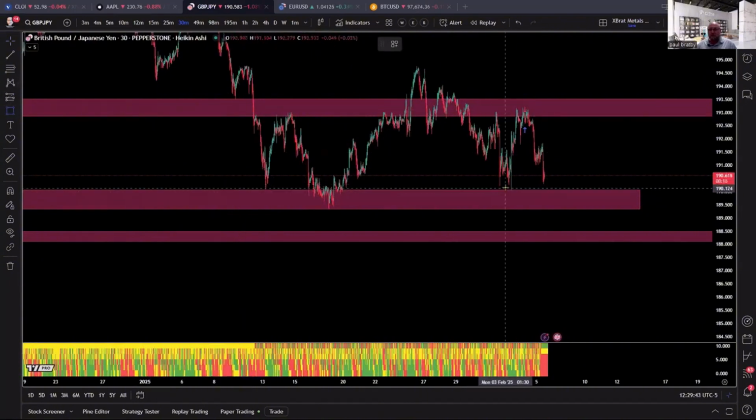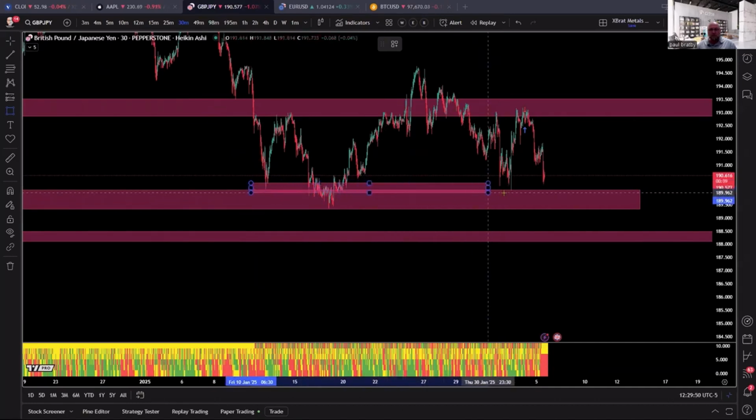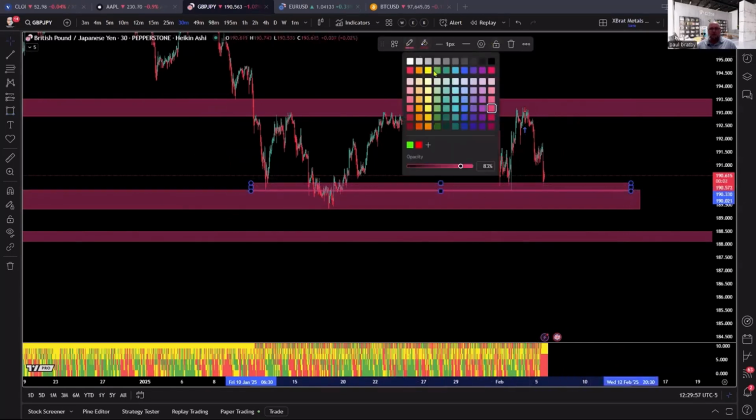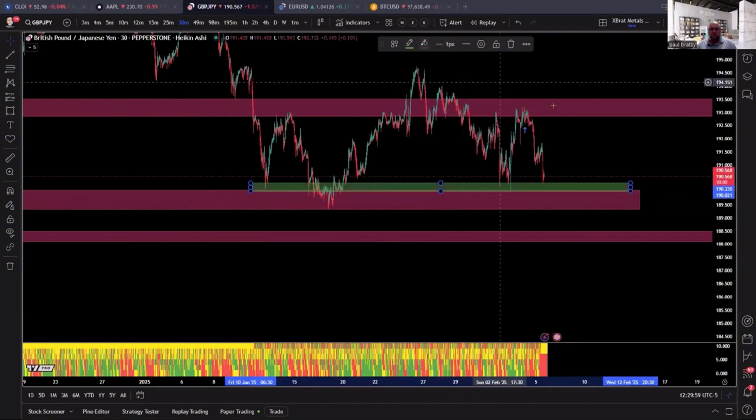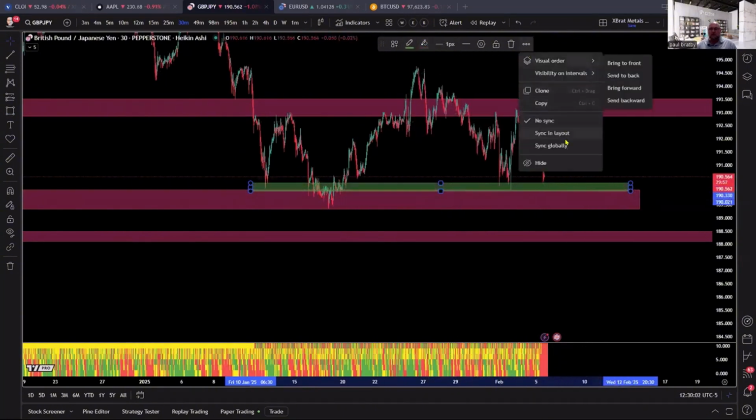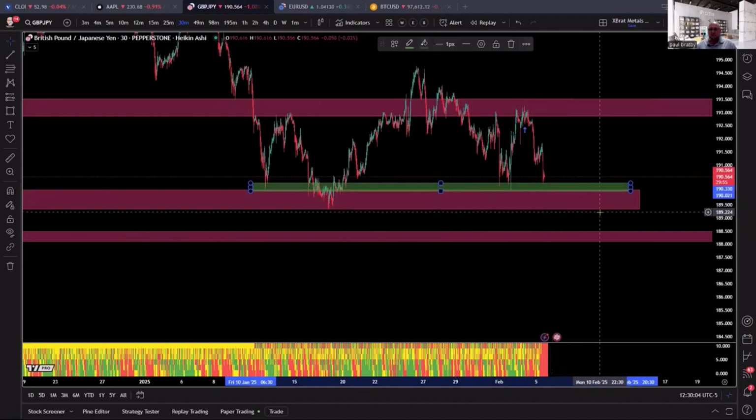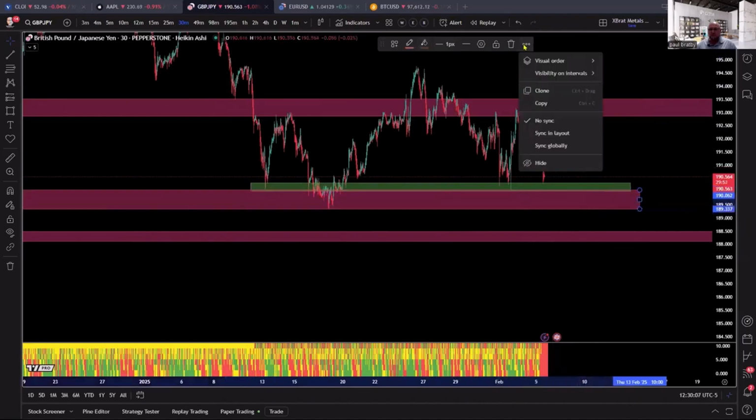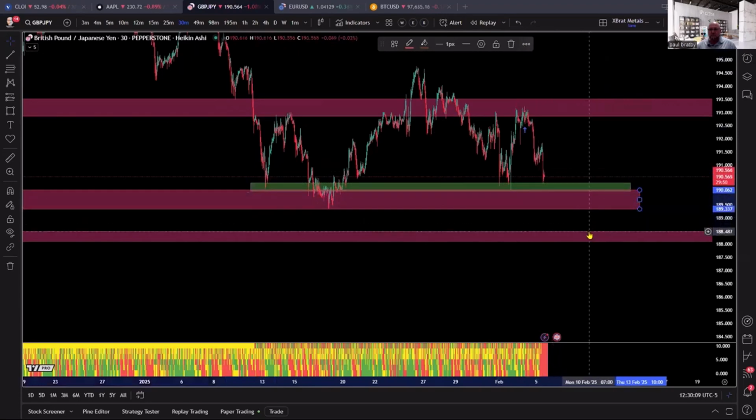Right now I can see this double bottom here, and I can see this pivot here, and we're going to draw that in, and overlap it with that pivot there. I use green for 30-minute zones. I'm going to sync in layout. Did I do those other ones? Can't remember. Sync in layout. Okay, that's relevant to me.